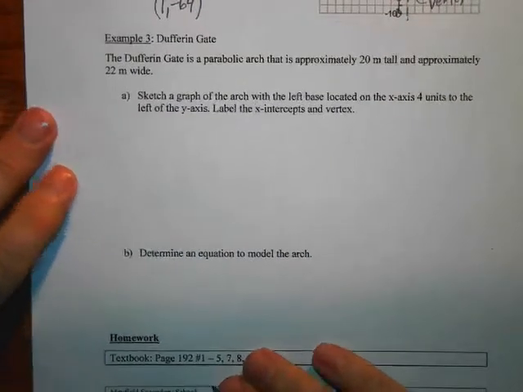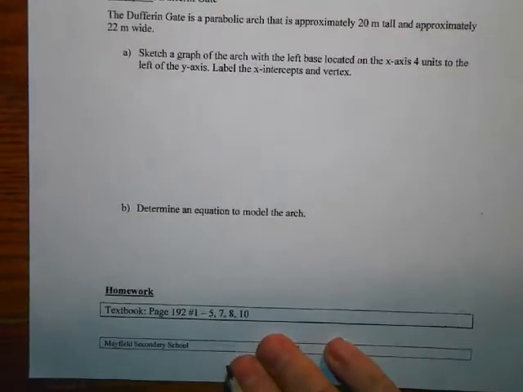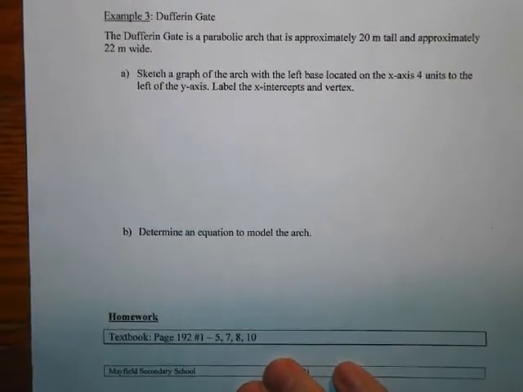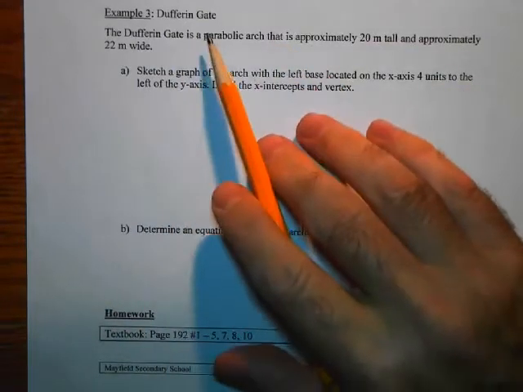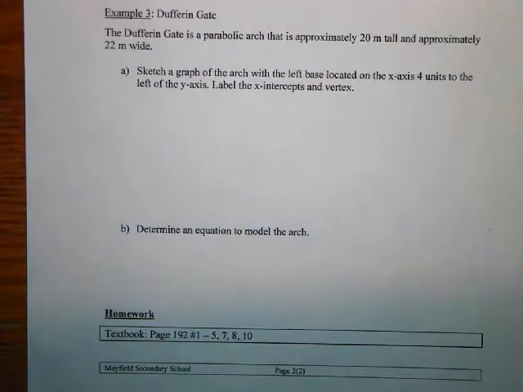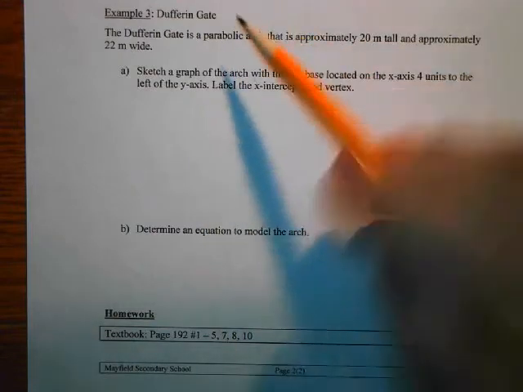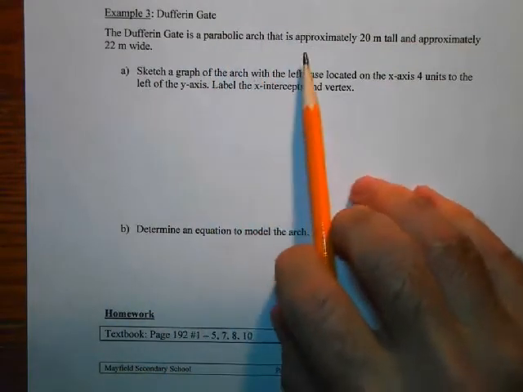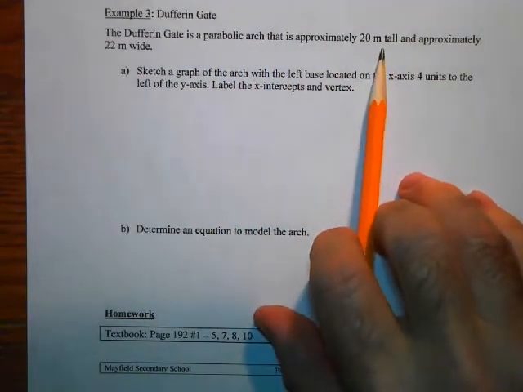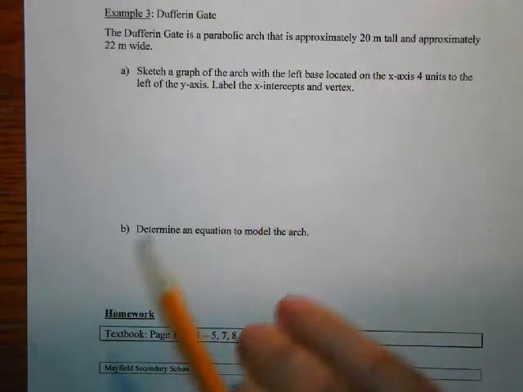Okay, last question. This is a bit of an application question. So this is Dufferin Gate. This is actually in Toronto at the CNE, there's a big arch. And archways are usually parabolas in shape. Obviously, they open down. Also like the St. Louis Arch as well. So the Dufferin Gate is a parabolic arch, like I just said, and it's approximately 20 meters tall and 22 meters wide.